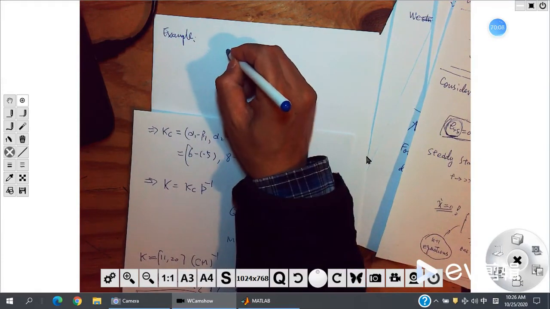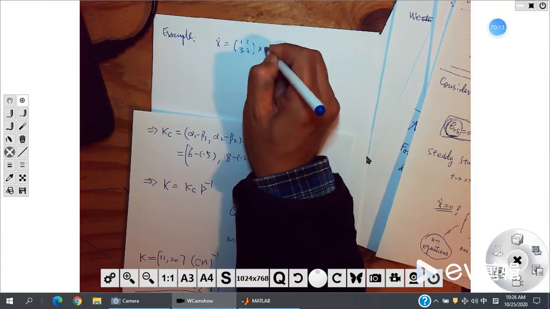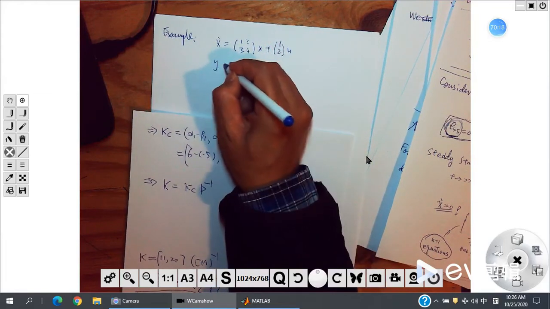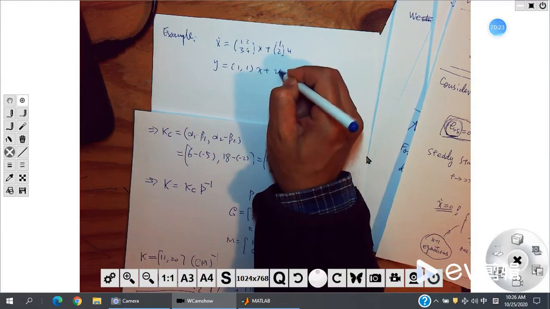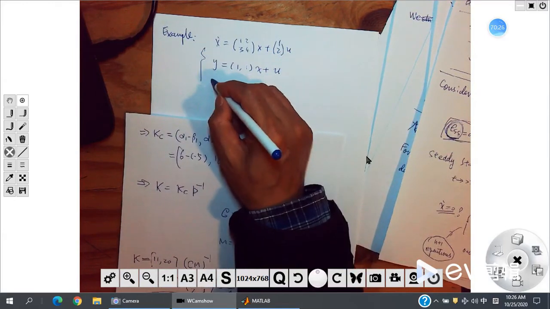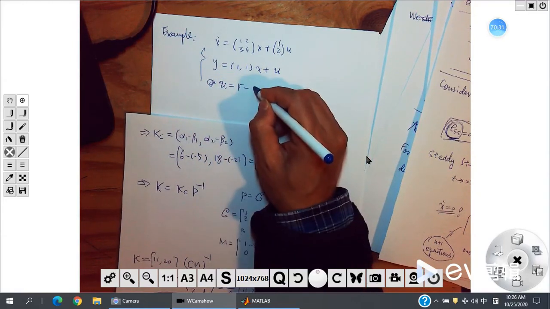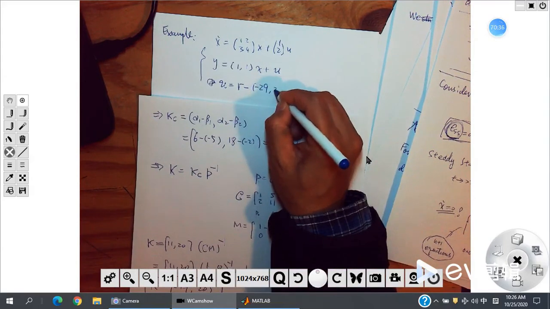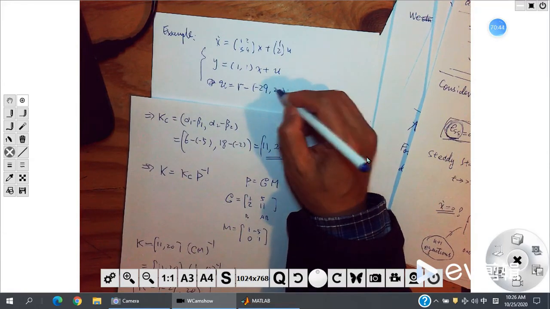I have x dot equal to A x plus B u, where A is [1, 2; 3, 4] and B is [1; 2], and y equal to C x plus D u, where C is [1, 1] and D is just 1 times u. With feedback, u equals r minus K x, where K is [-29, 20]. The feedback means u is this K times x.